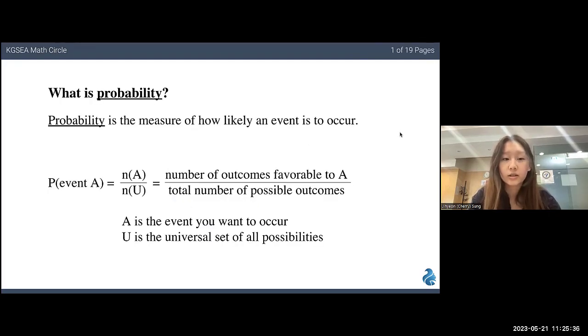So first of all, what is probability? It is the measure of how likely an event is to occur. So let's say we're trying to find the probability of event A. In that case, we're trying to find the total number of outcomes favorable to event A occurring over the total number of possible outcomes. And in that sense, we're trying to find the number of event A over the number of U, which is the universal set of all possibilities.